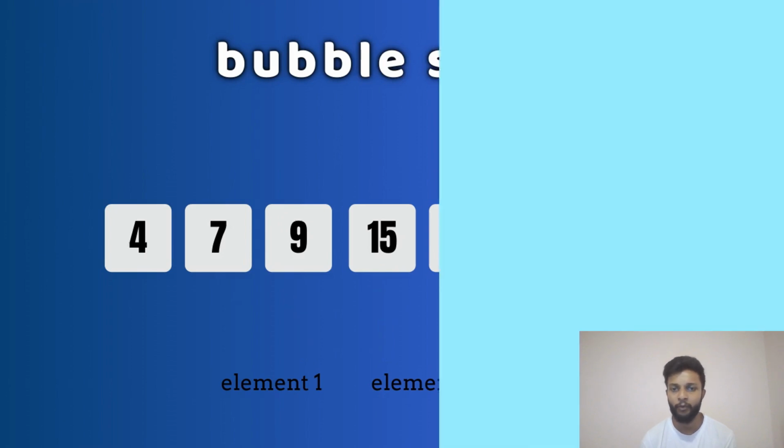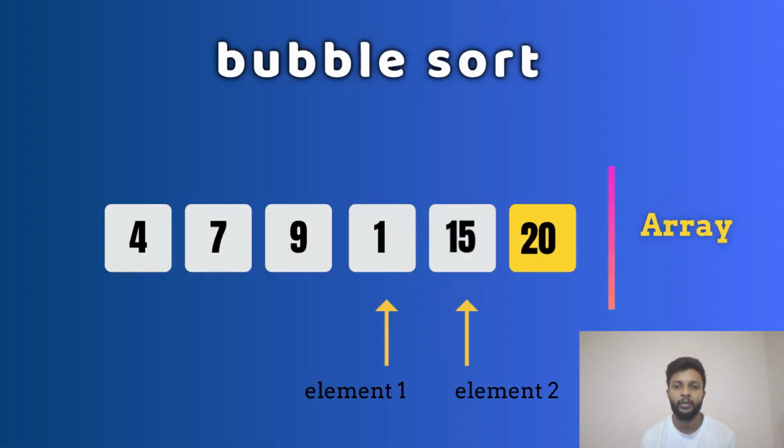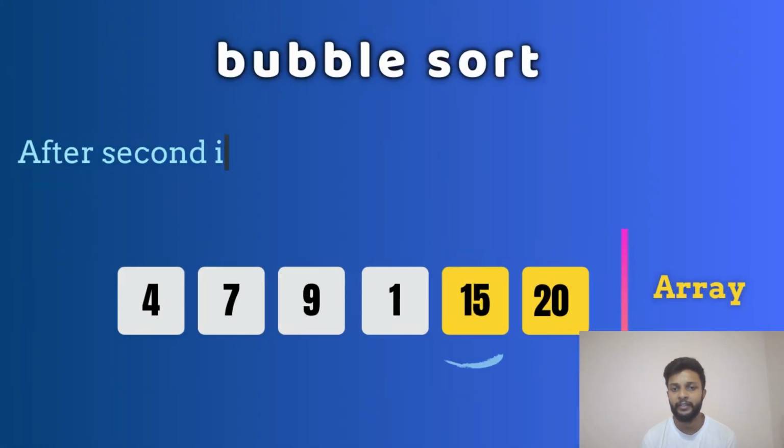Then we can move forward. This time our two elements are 1 and 15. At this time 15 is greater than 1, so we have to swap them. At the end of the second iteration, 15, the second highest value of our array, is in the correct position.